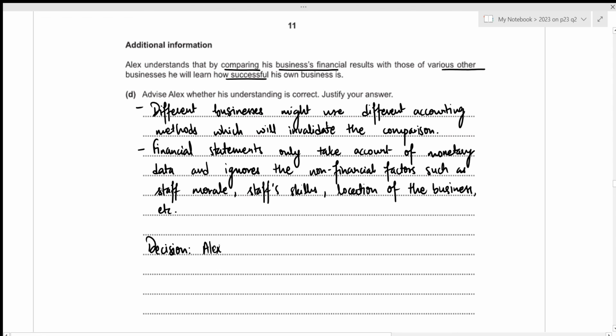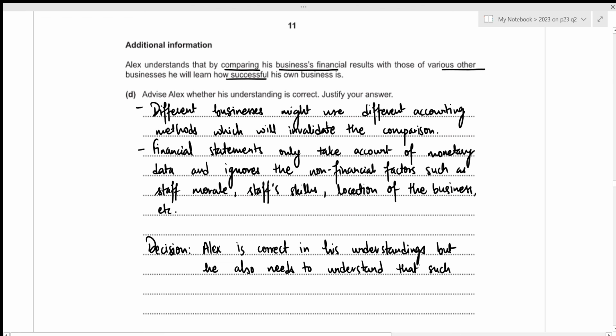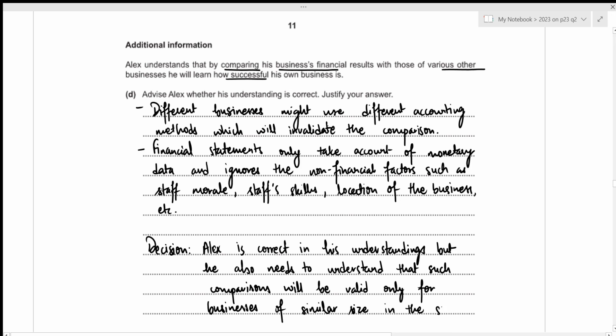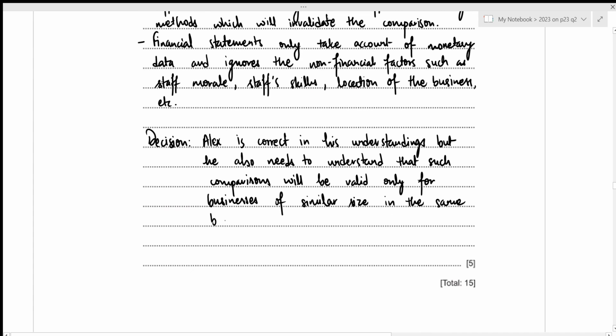Let's write it down. Alex is correct in his understandings, but he also needs to understand that such comparisons will be valid only for businesses of similar size in the same business sector. That's all for this question.